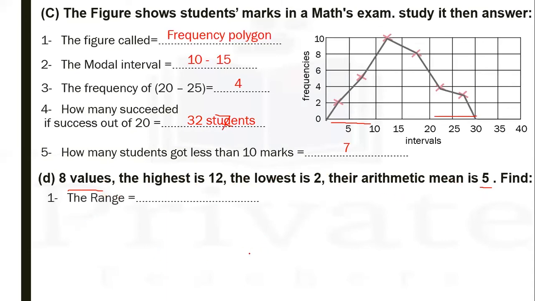Find the range. The question of the range, as we said, is the highest score minus the lowest score. The highest score is 12, the lowest score is 2. So 12 minus 2, which is 10.